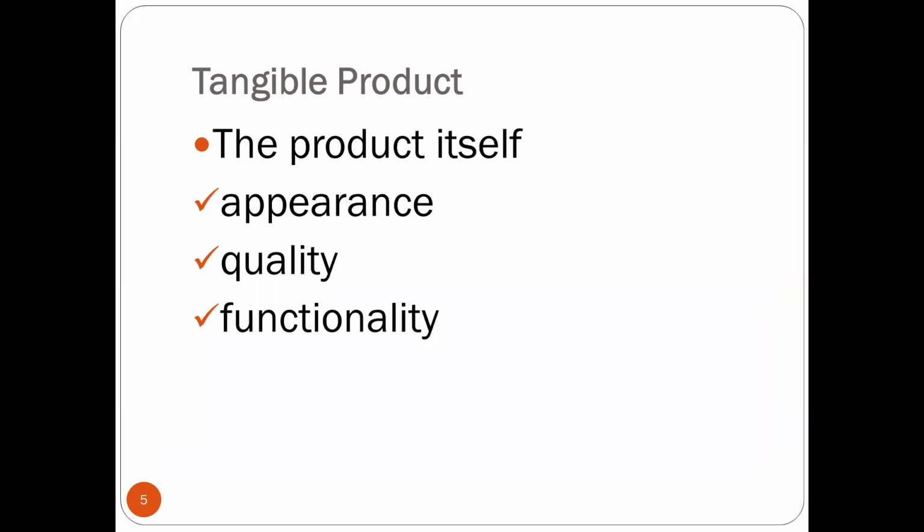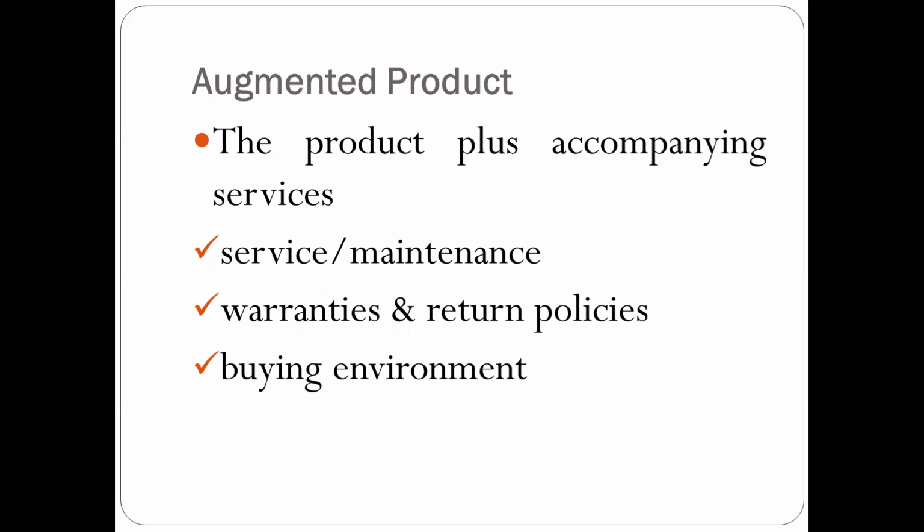Then comes tangible products. It is the concrete structure or concrete form of the product. It is the product itself, the appearance, the quality, and the functionality. The 3 factors that can be included in the tangible product are appearance, quality, and functionality.